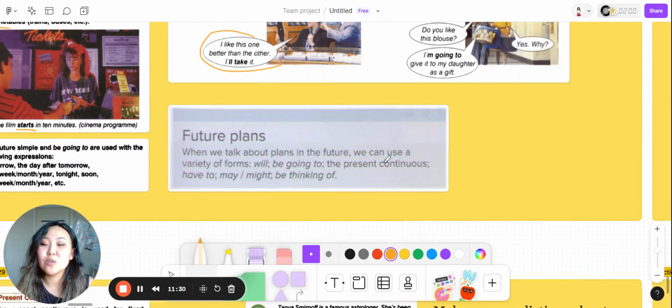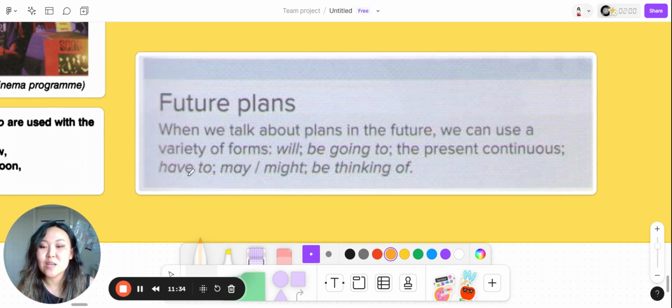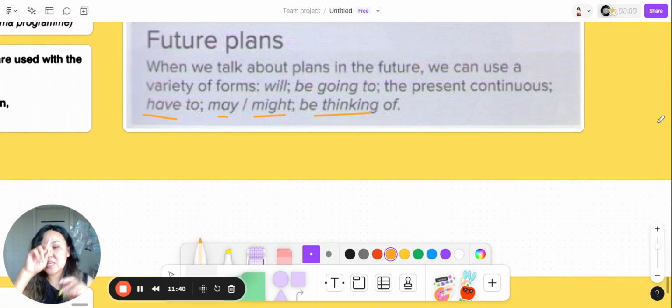Also, when we talk about some future plans, we can use such phrases as have to, may, might, and be thinking of. For example, I can say that in 10 minutes, I have to take my daughter from her classes. Or I have to do the cleaning before my parents arrive. So again, it's some kind of a plan for the future. I'm talking about the future.